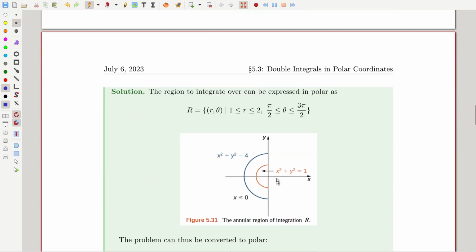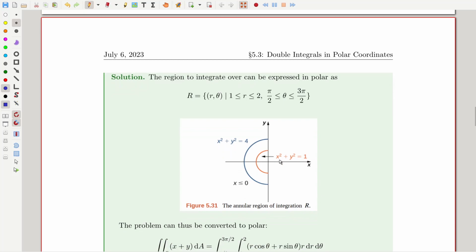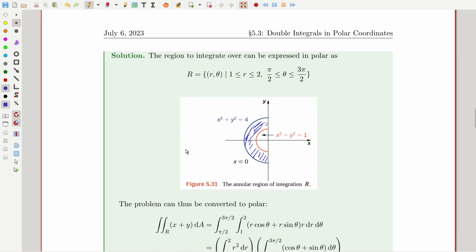Okay, and here's a sketch of the region. Probably should shade the region itself that we're integrating over. It is called an annular region. Sure, it's an annulus. It's a disk minus a disk.